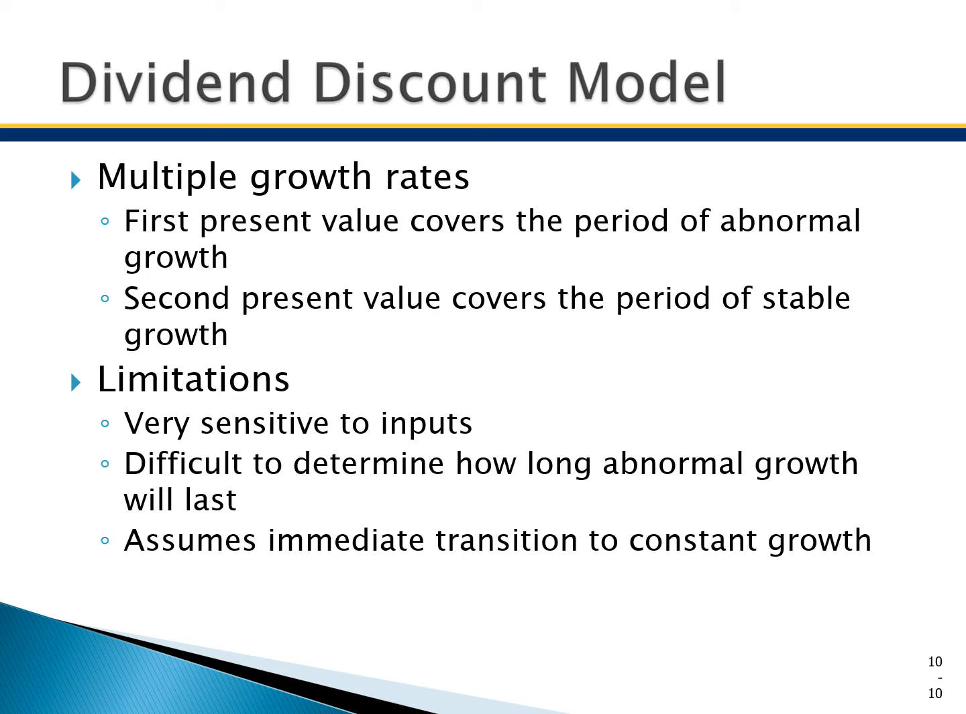Then in the dividend discount model, multiple growth rates are used in this multiple growth model. The first present value covers the period of abnormal growth. The second present value covers the period of stable growth. Like I have said, the phases before the last phase would be the period of some or abnormal growth, and the last phase would be the period of constant or stable growth.